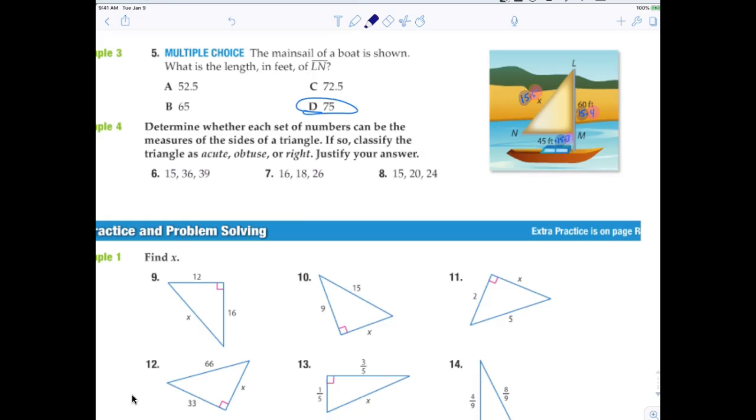So if I gave you 15, 36, and 39, could you make a triangle? Yes. All right. Now, if this was 15, 36, and 100, could you make a triangle? No matter how hard you try, you're not going to be able to make a triangle because the sum of the two smaller sides has to be greater than the third.